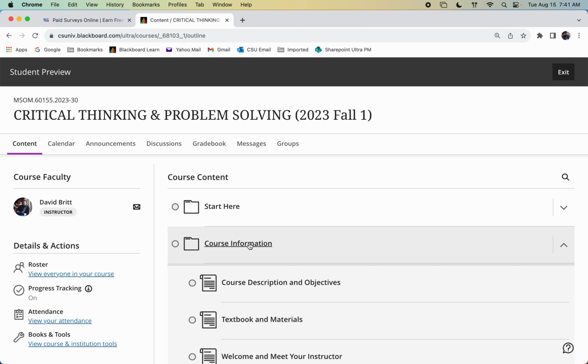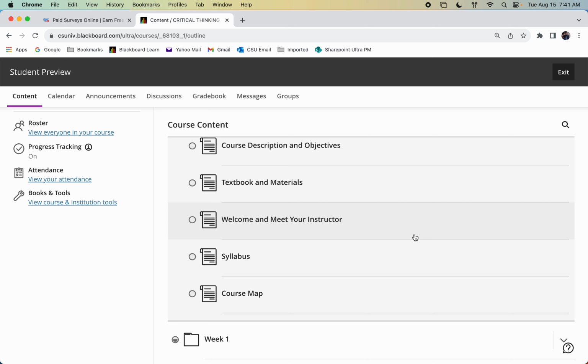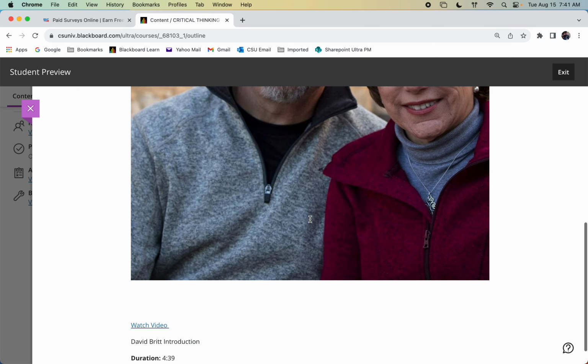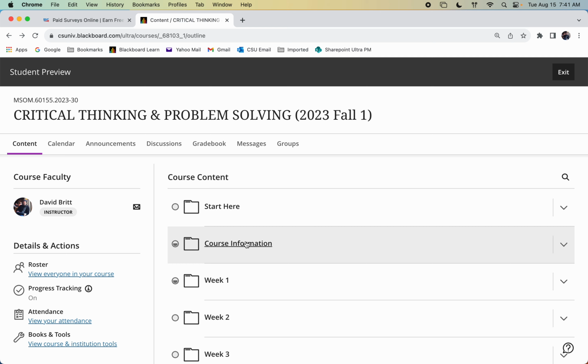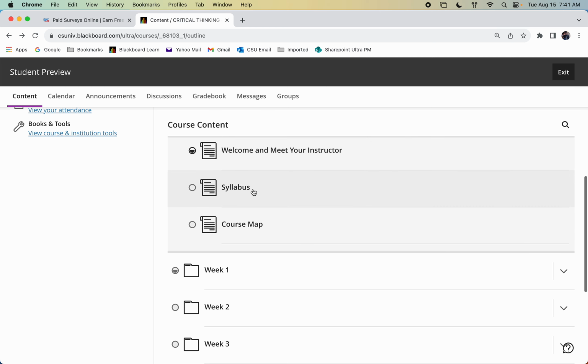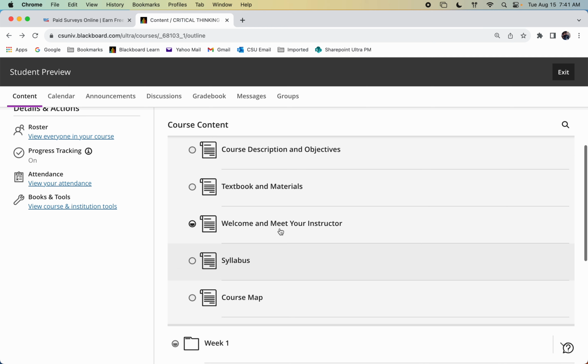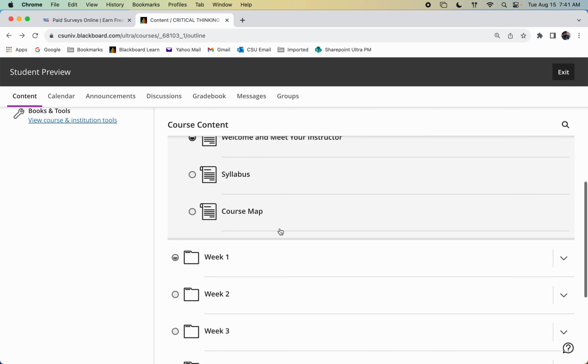Under course information, you'll have all the information that you need as it relates to course description, objectives, the textbook materials. Down here under welcome and meet your instructor, you'll see me. You'll have a video down there of me welcoming you to the course as well. And then the syllabus is here. Don't worry about the course map. The course map is just used for accreditation purposes. But the rest of the information here is included under course information.